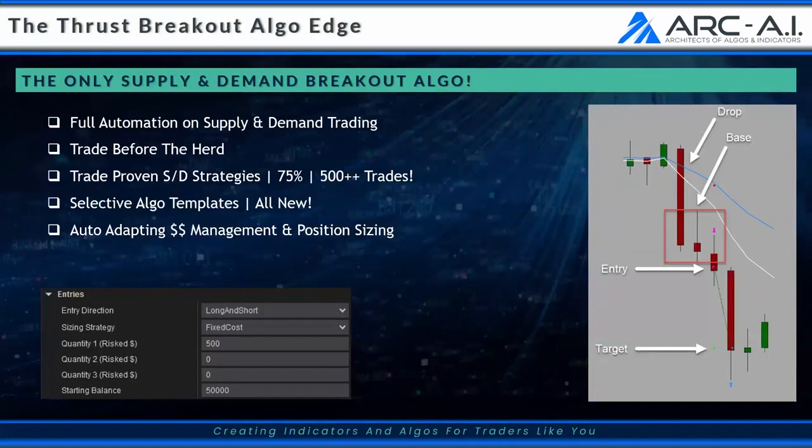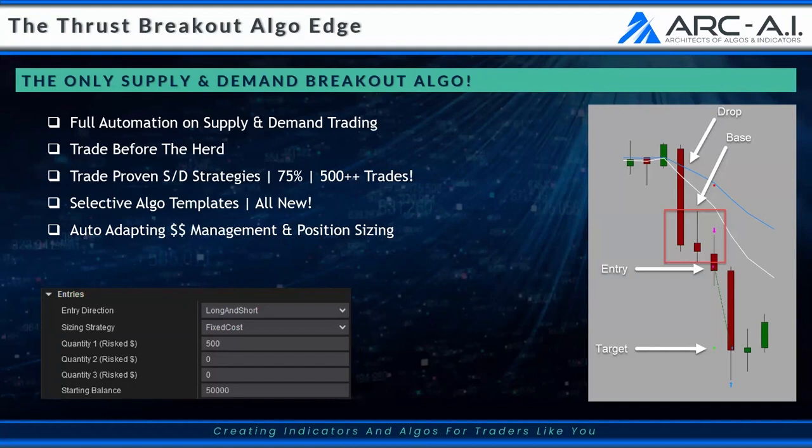So what's the edge here? What's the edge that this algo has that no other algo or system can do, and that you can't do on your own entirely manually? It's full automation on supply and demand trading, but not only that, you're trading a breakout before everybody else. Before anybody else is even showing up to the race, you've already won. So trade before the herd.